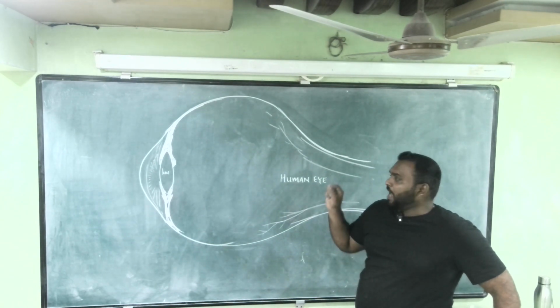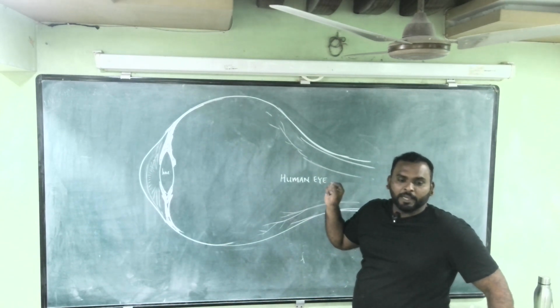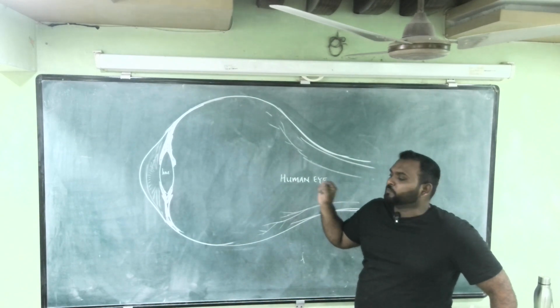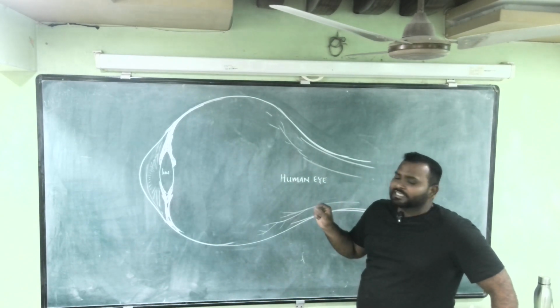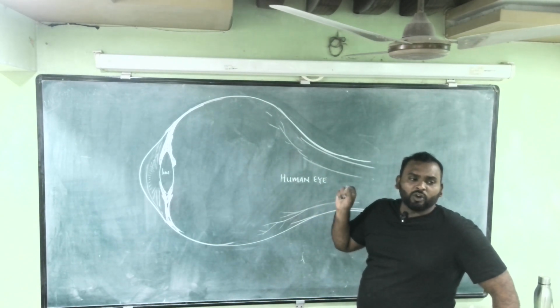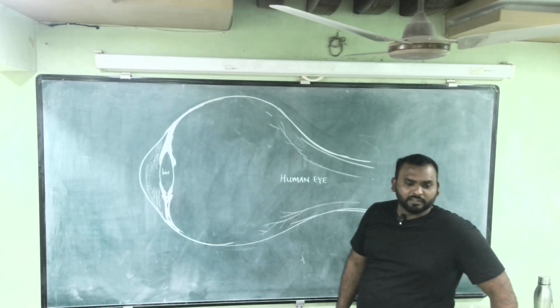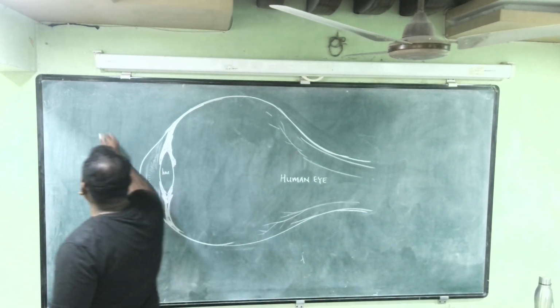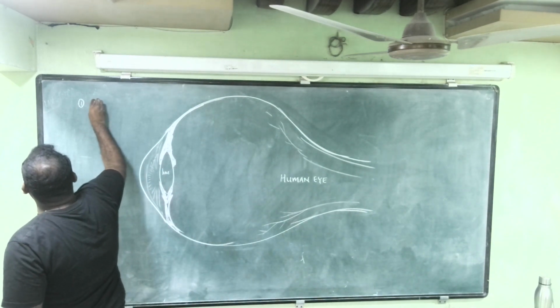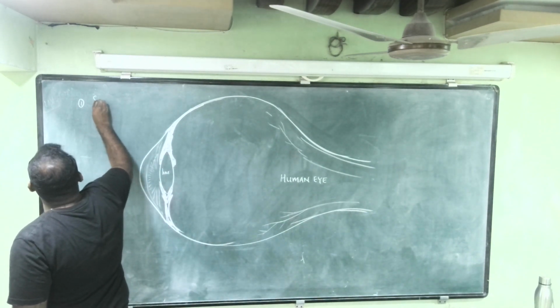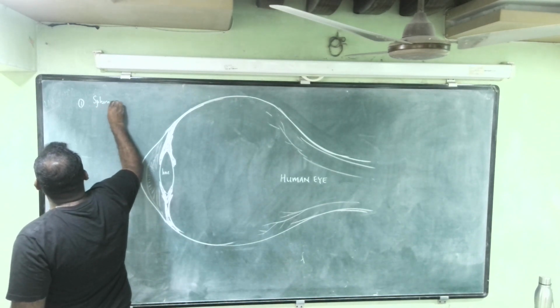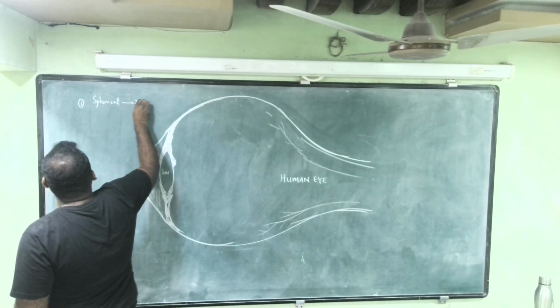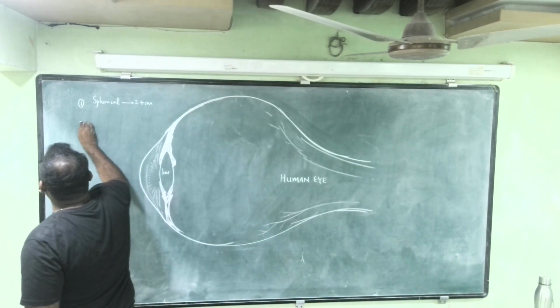Now, the human eyeball is spherical in shape, and it has a diameter of around 2.4 centimeters. So this is the first point that you will be remembering. The human eyeball is spherical in shape, and it has a diameter of about 2.4 centimeters.